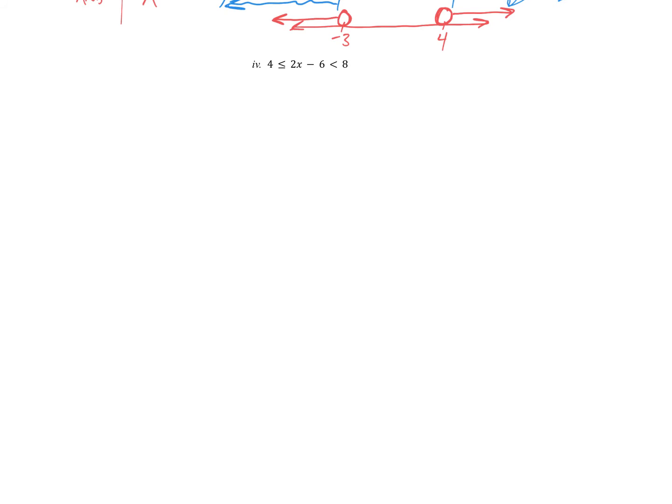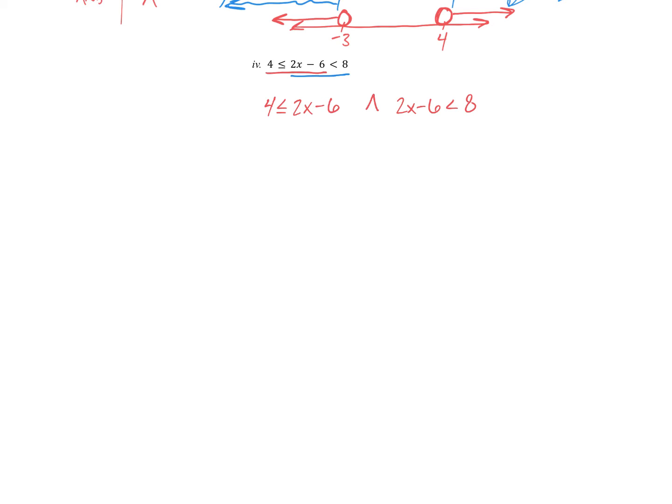So here we've got 4 is less than or equal to 2x minus 6. Now notice, this is an inequality all by itself. But we've got another inequality here as well. Simultaneously, 2x minus 6 has to be less than 8. So we have two things happening here, which means 4 has to be less than or equal to 2x minus 6, and at the same time, that 2x minus 6 has to be less than 8.